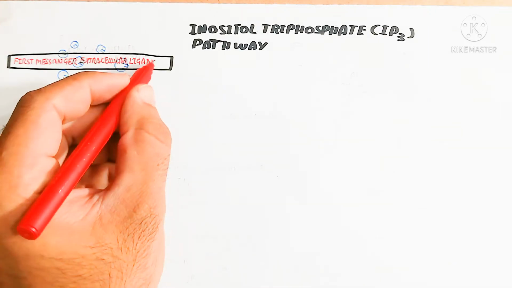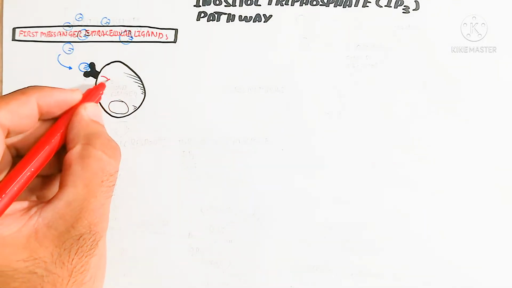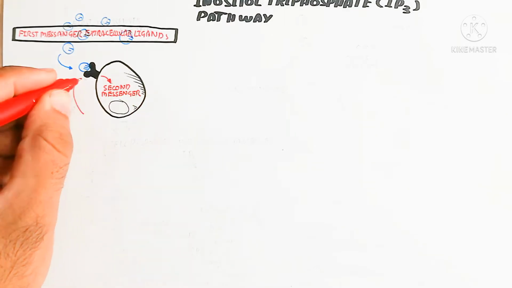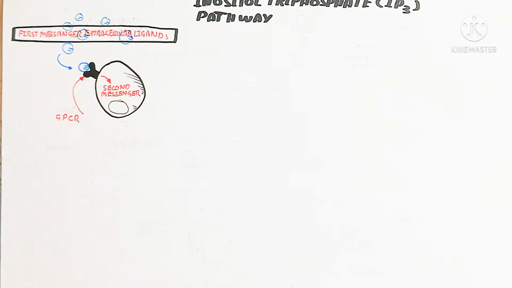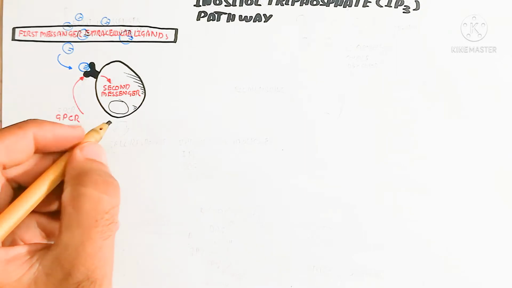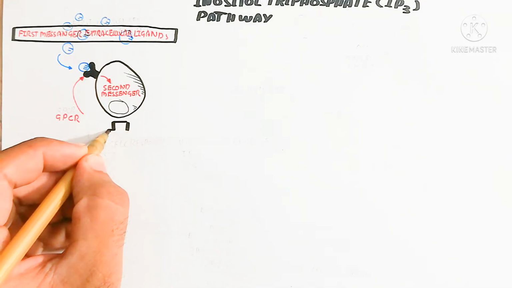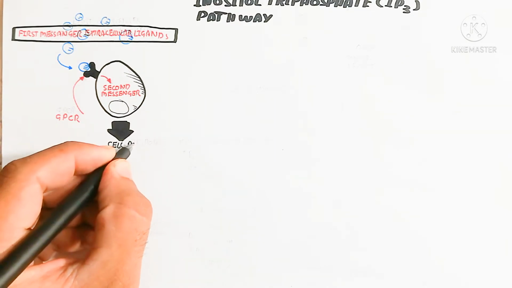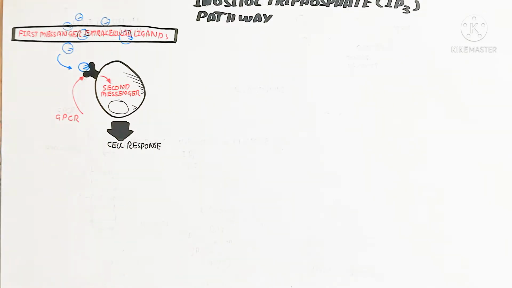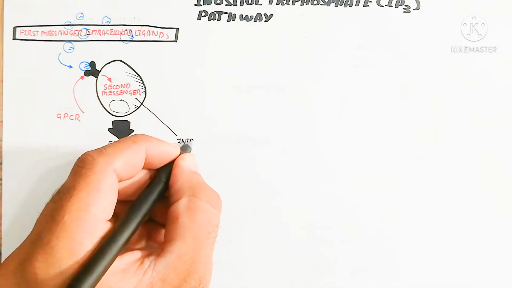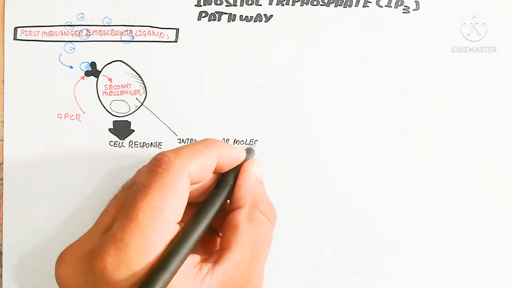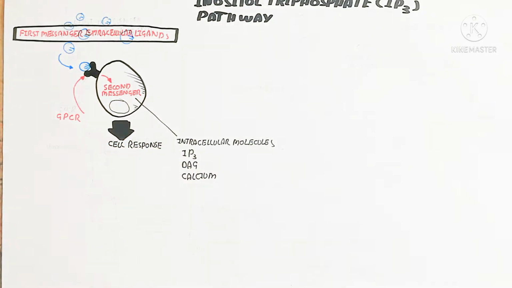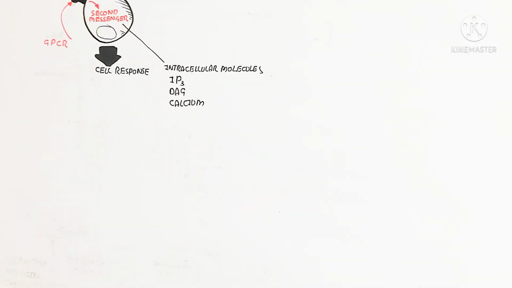So the first messenger is an extracellular ligand, which can be epinephrine, and it stimulates the second messenger. The second messenger can be an intracellular molecule: IP3, diacylglycerol, or calcium. This is the second messenger response intracellularly. First of all, we will understand PIP2, phosphoinositol diphosphate. You can understand it in this way as well.